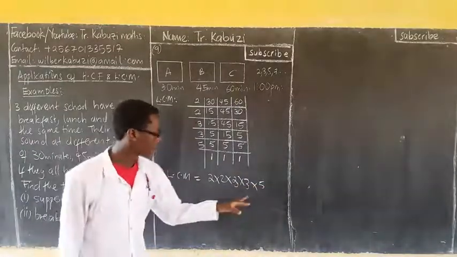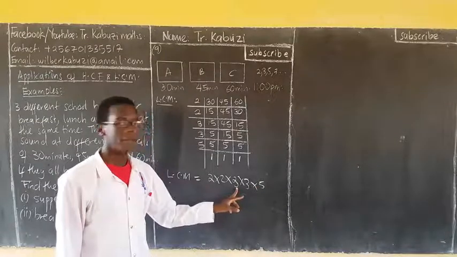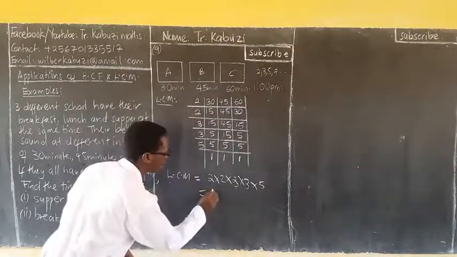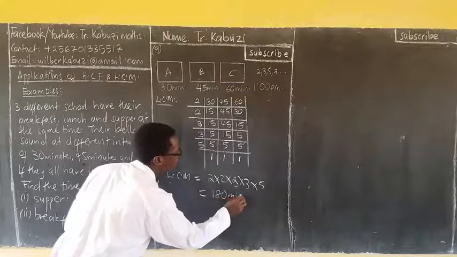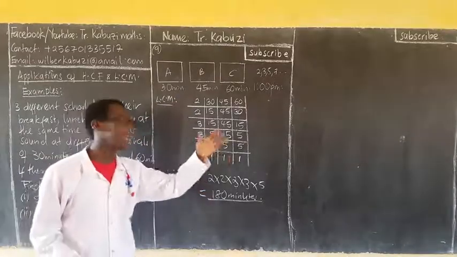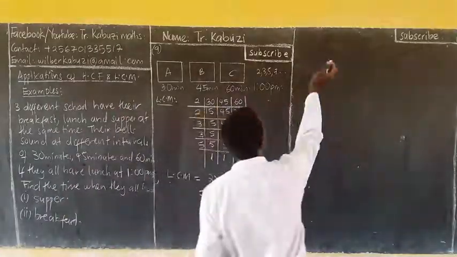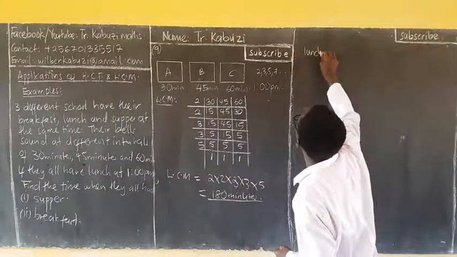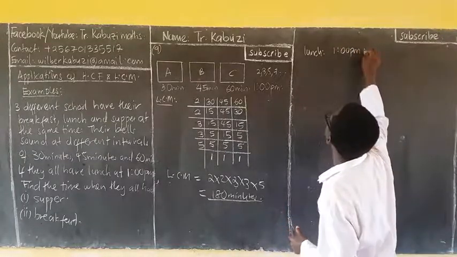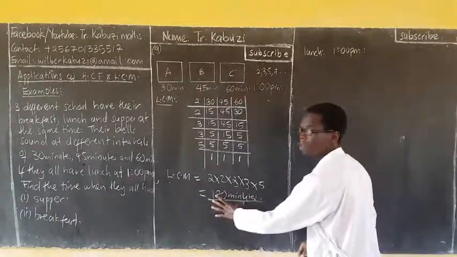So you say 5 times 3, that's 15, times 3, that's 45, times 2, 90, times 2, 180. So the LCM of these minutes is 180 minutes. So now, these bells are going to sound together every 180 minutes. Now, if they had their lunch at 1 p.m., it means that now these are in hours. So I also convert these minutes to hours.